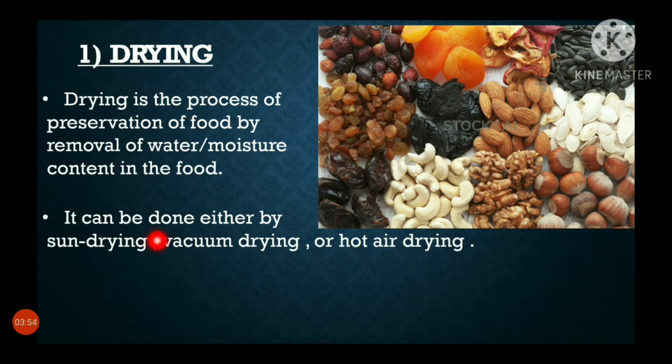It can be done either by sun drying, vacuum drying or hot air drying. These vacuum drying and hot air drying are done in factories, but mostly in our houses we do sun drying to the food.